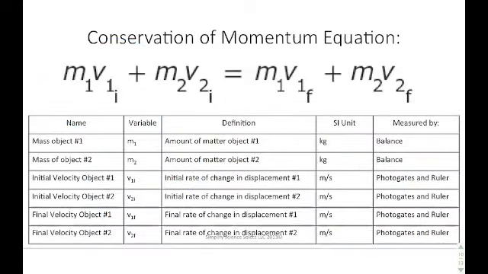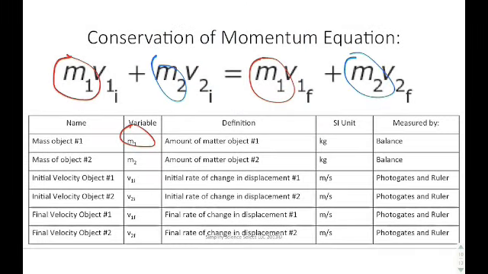So we come to our equation about the conservation of momentum, and it is m1v1i plus m2v2i equals m1v1f plus m2v2f. And it's somewhat complicated, but if you look at it in these terms, you basically have the mass of object 1, which is this variable right here. You also have the mass of object 2, which represents this variable right here. And then finally you have the initial velocity of object 1, the initial velocity of object 2, the final velocity of object 1, and the final velocity of object 2. So really there's no new variables, it's just kind of arranging them in this particular order.